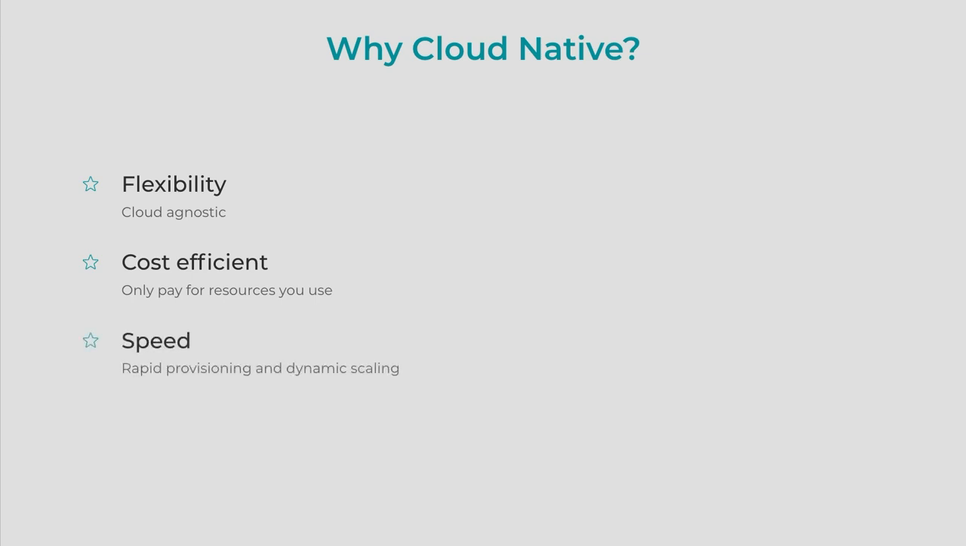And then the next is speed. Rapid provisioning and dynamic scaling means you can react faster to market demands. So for example, if you are expecting a large amount of traffic, maybe for a campaign or for a Black Friday event, you can pre-configure your infrastructure in a way that it can rapidly provision resources as the traffic increases, and scale back down as well when the traffic is much lesser.